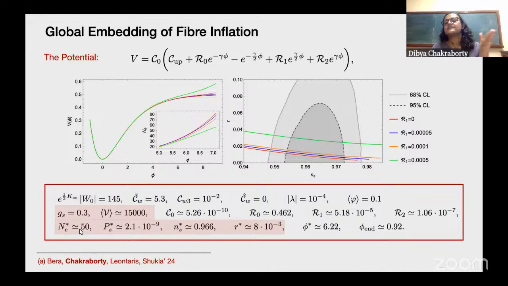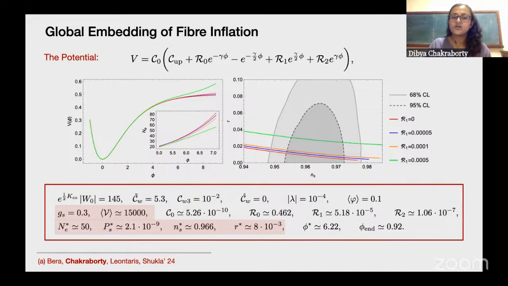And you have the total N star as 50. So we were calculating all these parameters at N star equals 50. And you have this power spectrum, whose value is well within the bounds, and n_s is 0.96. And here, this is not a small field model, which you can already see from phi star minus phi end. So this is not a small field model. Again, it is also encoded in the r star, that is the primordial gravitational waves.